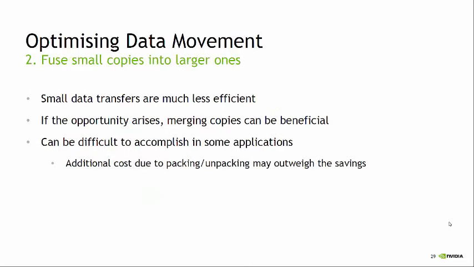The second point I made was fuse small copies into large ones. Small copies are inefficient because of latency, because the PCIe bus actually works better when you have larger copies, bandwidth, latency aside. So if the opportunity arises, merging copies can be beneficial. It's not always possible, and the way to do it isn't always natural.